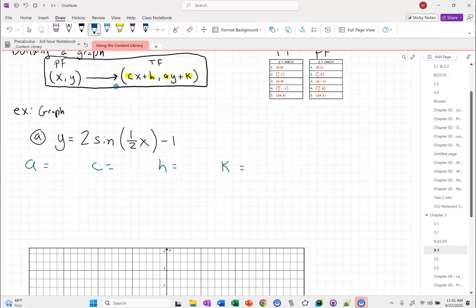Krista, can you tell me what the A is for this equation? Two is correct. Yep.